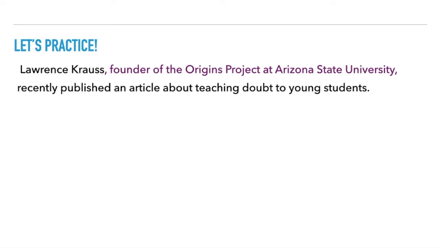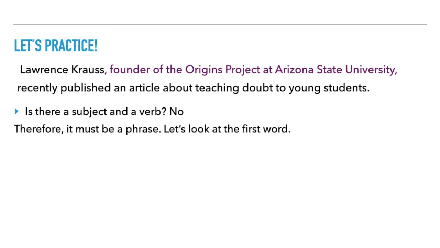Okay, so the first step, if you haven't figured it out yet, is to ask, is there a subject and a verb? And there isn't a subject and a verb here. Founder of the Origins Project at Arizona State University, there's no verb there, so there can't be a subject either. So we can conclude that if there's no subject and verb, then it must be a phrase. So we look at the first word. Does it begin with a preposition? Is founder one of those prepositional words? I do see of there, but I'm looking at the first word. So it doesn't appear that the first word is one of those prepositional words.